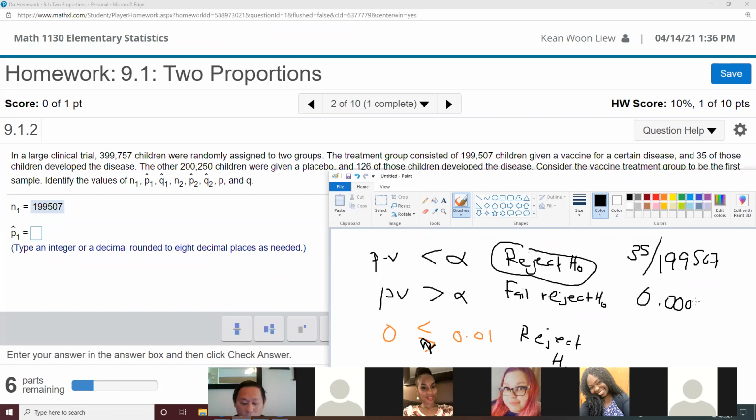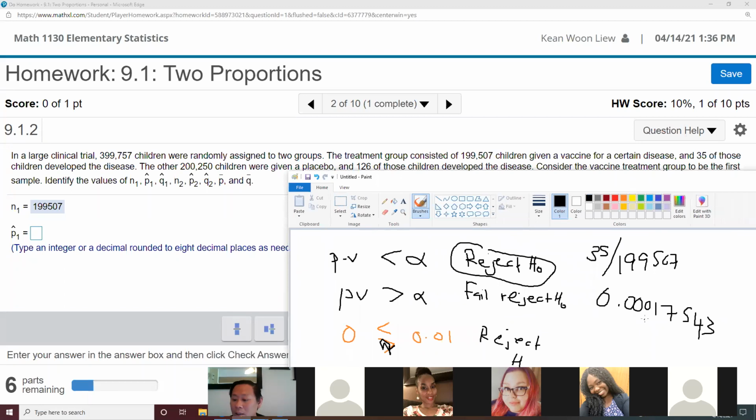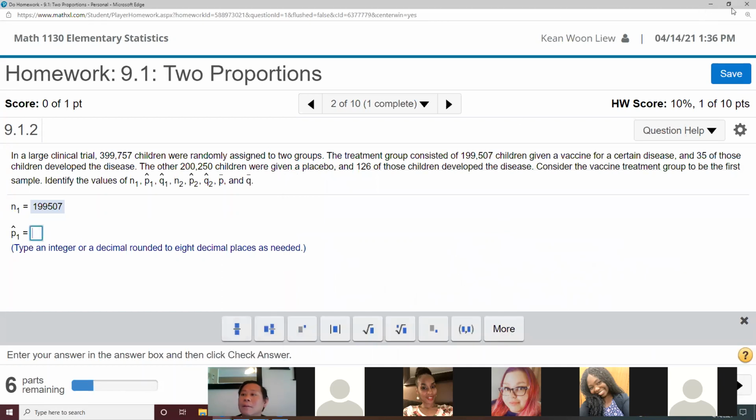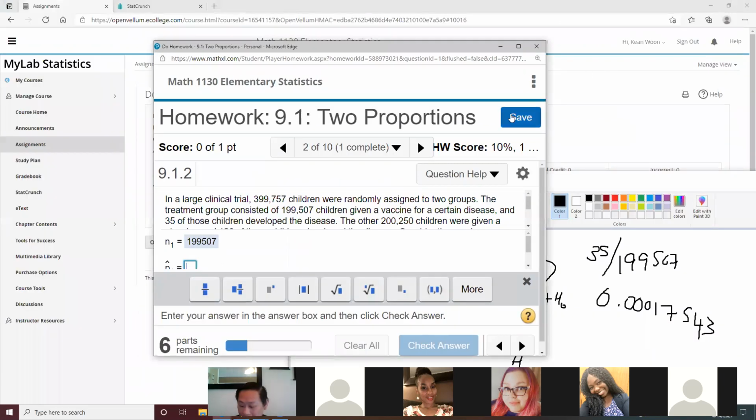Yeah. And then 175, something like that. Is that what you guys got? Yeah. So they want it in 8 decimal places. It's not enough. Can you believe they want 8 decimal places? So 8 decimal places: 1, 2, 3, 4, 5, 6, 7, 8. Yep. So that is your answer here. Just make sure you put in 8 decimal places.